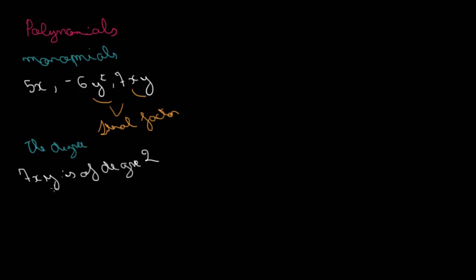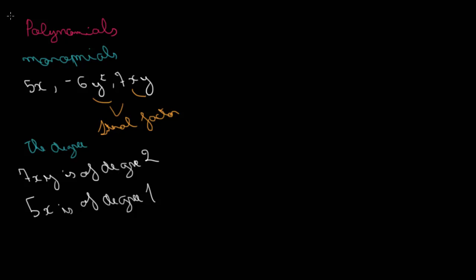And if I take here 5x, you can see I just have x, and x is raised to the power of 1, and simply the degree is just 1. It is of degree 1. Now, a polynomial is a monomial or a finite sum of monomials. It can be a monomial, or it can be a finite sum of monomials.